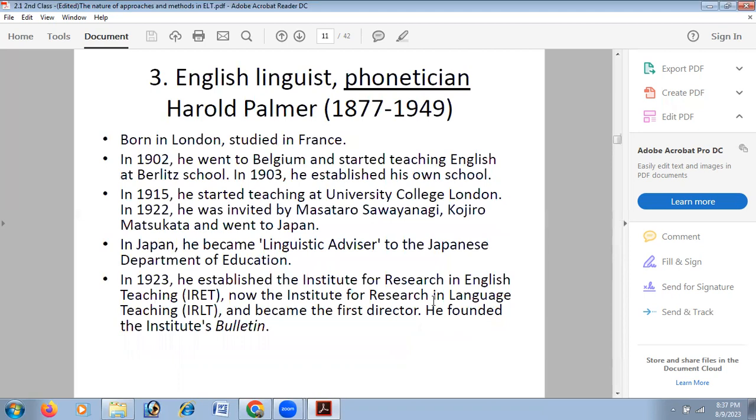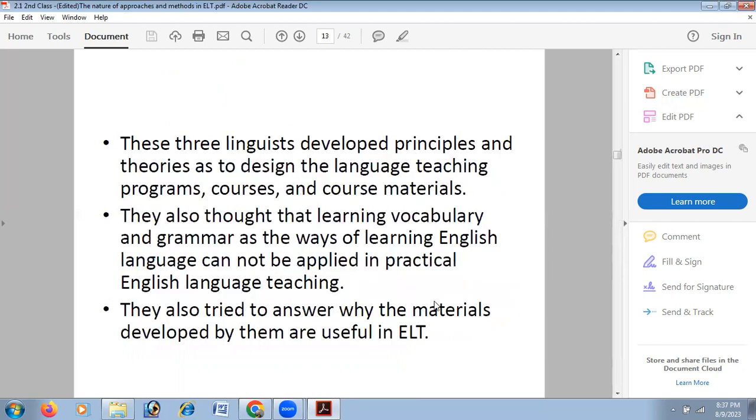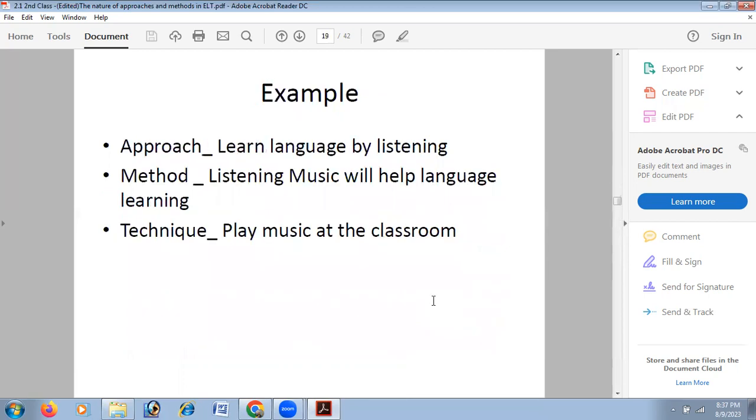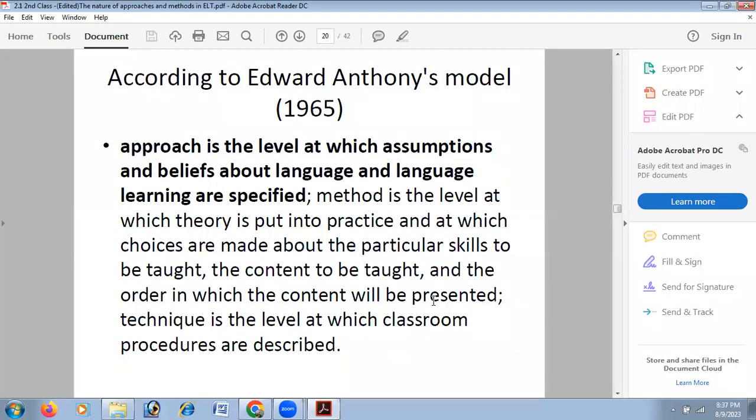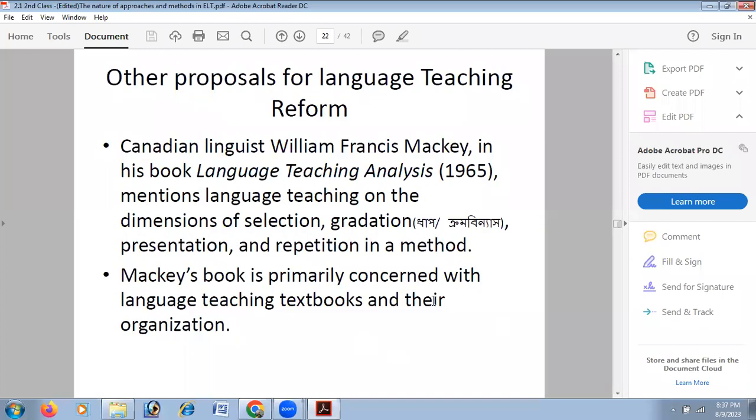After this foundation, Anthony proposed this approach and methods. But after that, this Canadian linguist came up with the dimensions of language teaching, that is selection. How will we select the classroom technique? How will we grade the technique? That means in which class, what materials we will be using. And also presentation. What will be the presentation criteria, and the repetition in method. So this Canadian linguist came up with his idea that language can be learned through these dimensions, that is selection, gradation, presentation, and repetition.